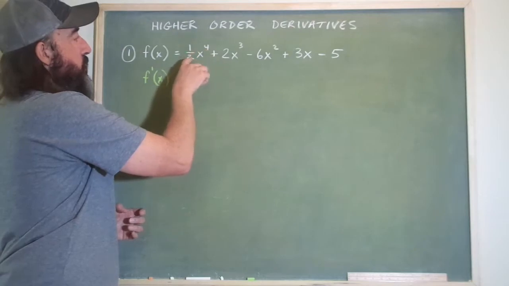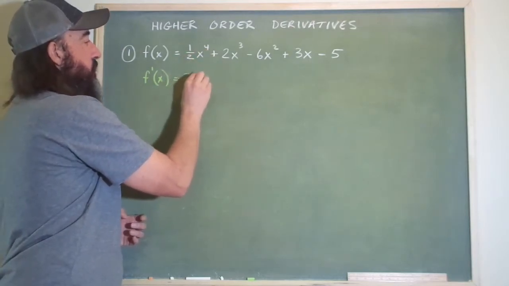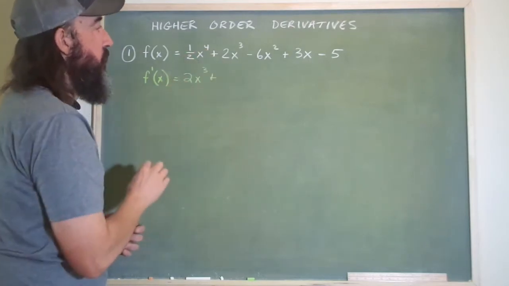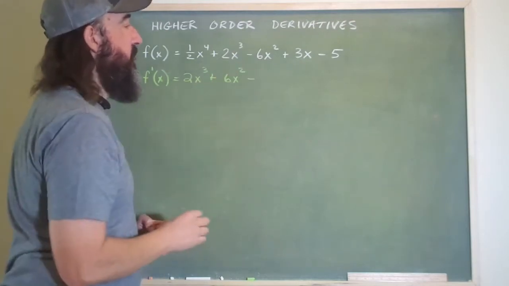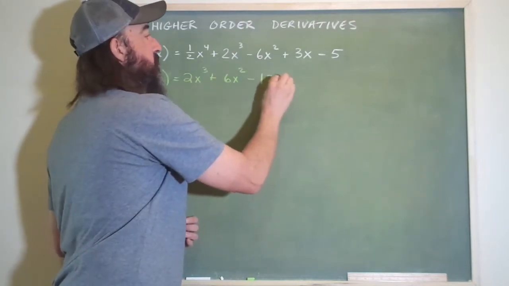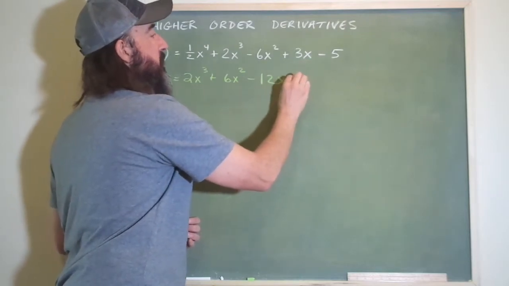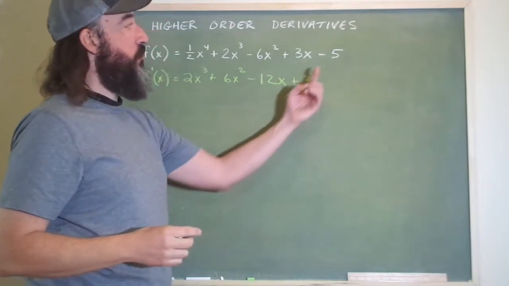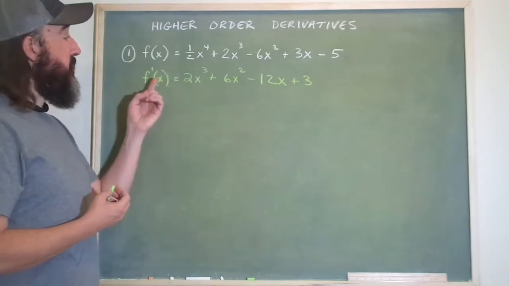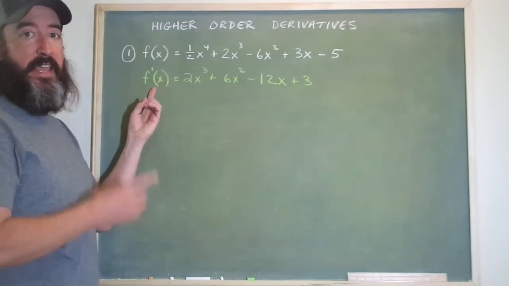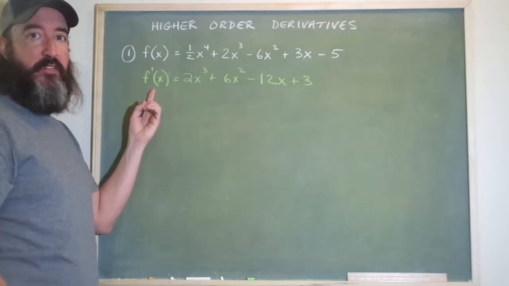Of course, 4 times 1/2 is 2, so the derivative here is 2x to the third. The derivative here is 6x squared. We know the derivative here is negative 12x. The derivative of 3x is 3, and we can use our constant rule. The derivative of negative 5 is, of course, 0. This is the derivative, or we could specify the first derivative of f of x.